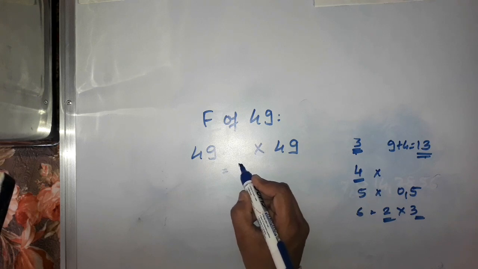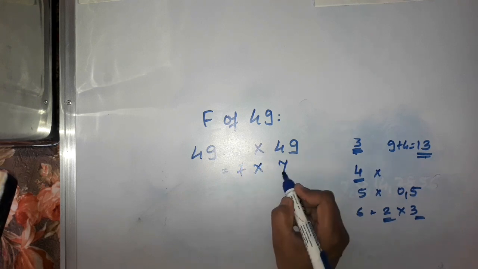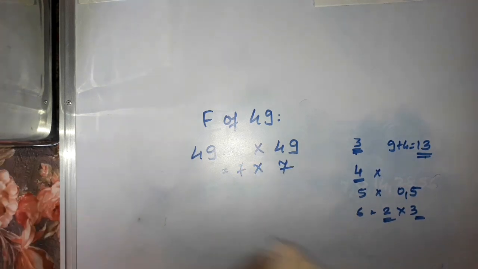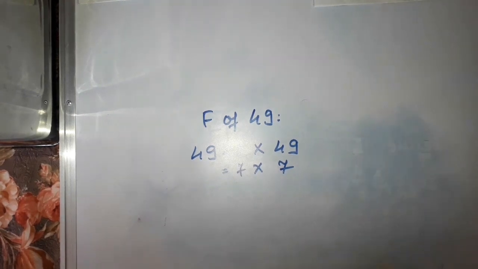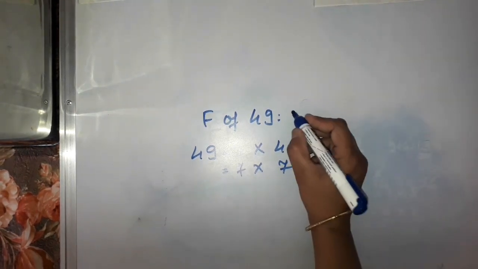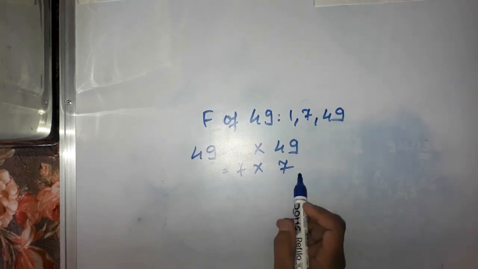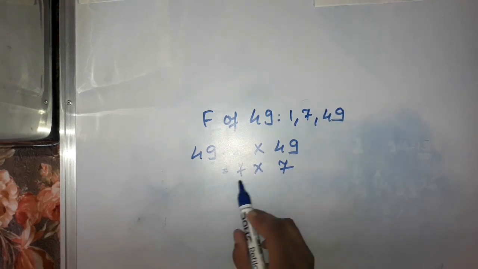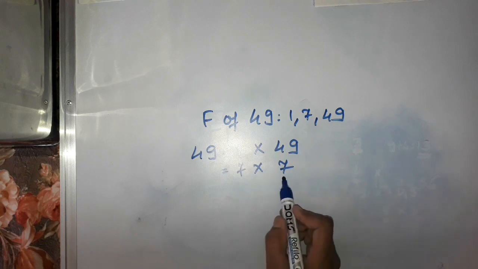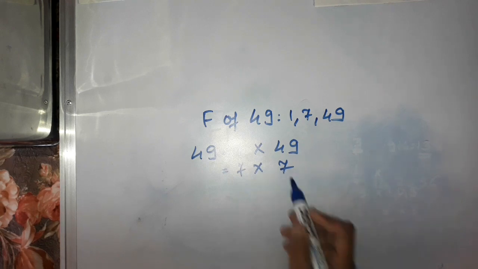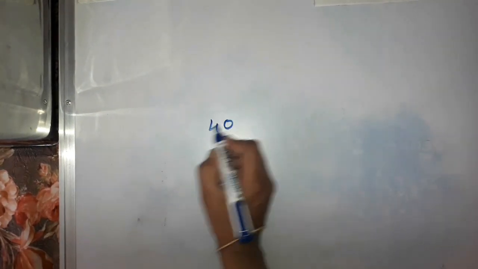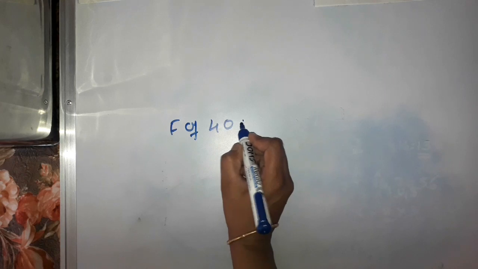Let's think of 7. So 7 7s are 49. Yes, so here the factors, you got it as 1, 7 and 49. Remember that you don't have to write the factor twice. Okay, one more example we will take. Say 40. You want to find out factors of 40.